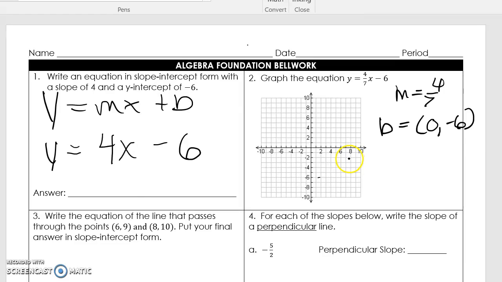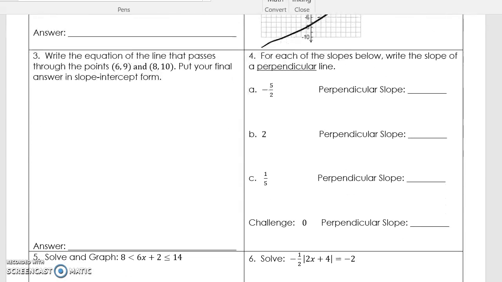That didn't stay. I wonder why that is. And then you could also go down 4 and over 7, and then draw your line. Your line is rising because your slope is positive, and that is stuff that you should know that we've talked about before. So hopefully your line looks like that.